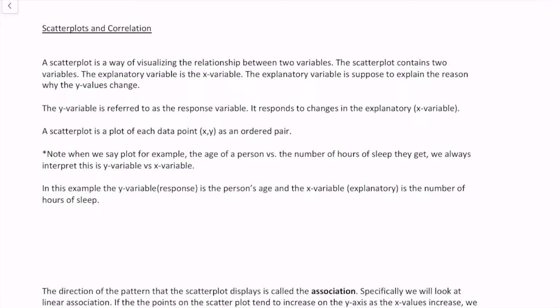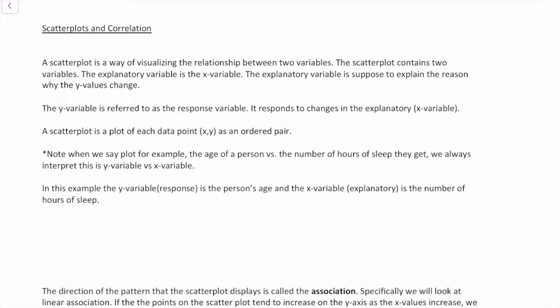Note, when we say plot, for example, the age of a person versus the number of hours of sleep they get, we always interpret this as the y variable versus the x variable. So anytime somebody asks you to plot this versus that, the first thing they say is indicative of the y variable. In the example I gave you, the age of a person versus the number of hours of sleep, the age of the person is the y variable, and the number of hours they sleep is the x variable. I wanted you to make sure that you're aware of that notation.